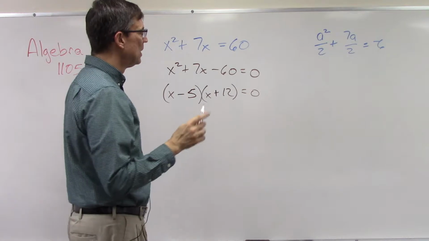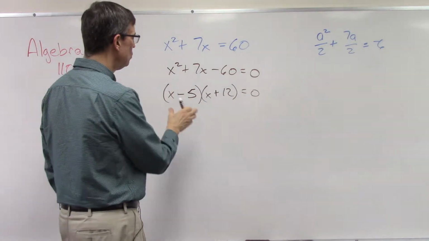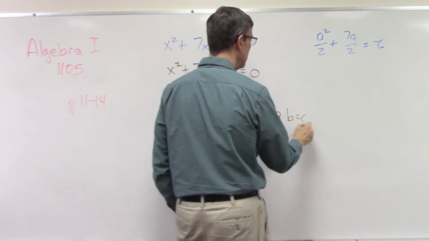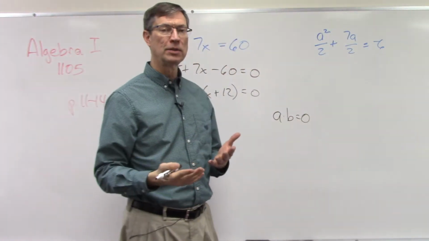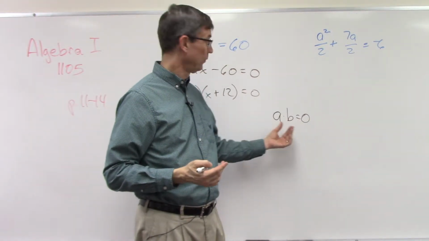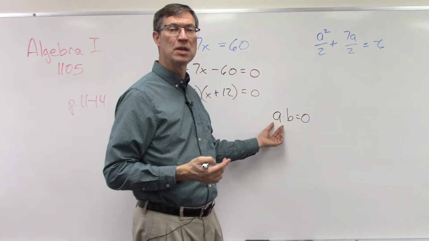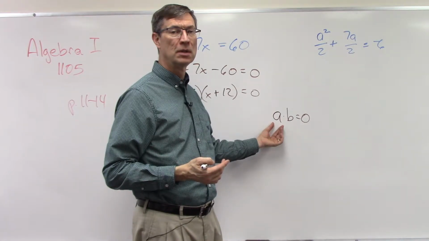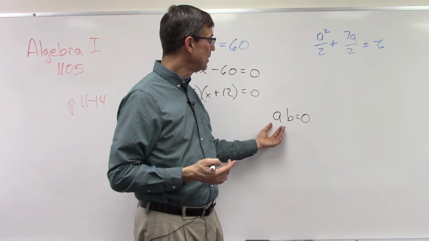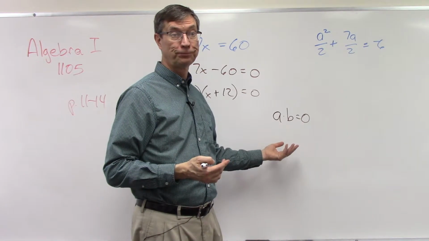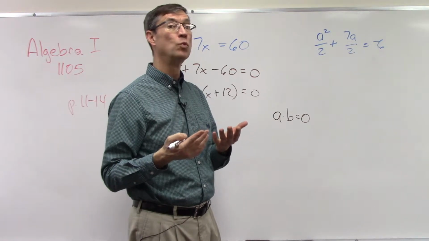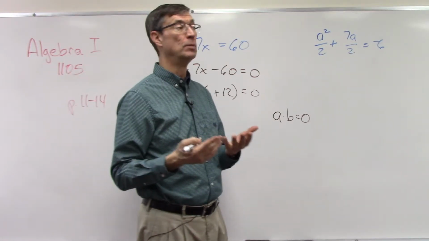Now, if two things being multiplied together equals 0, what does that tell us about either the A or the B? In order for the answer to be 0, either A has to equal 0, right? Does that make sense? Because 0 times anything is 0. Or, if A is a number, B would have to be 0. But I can't have two real numbers that multiplied together equal 0 unless one of those two numbers equals 0.